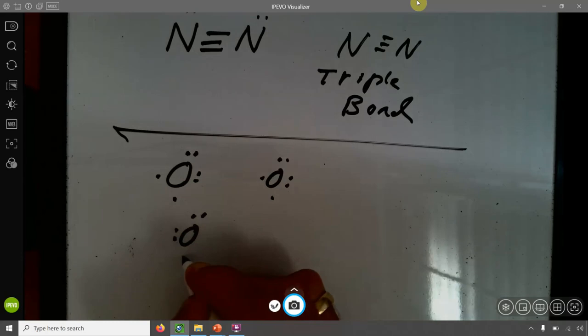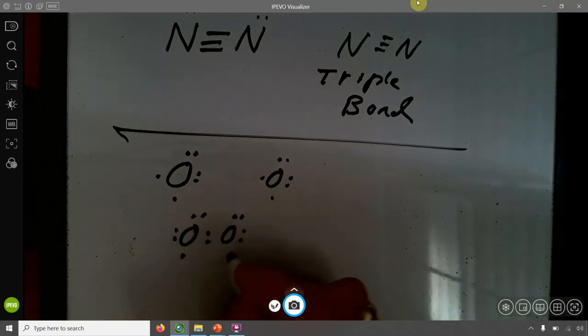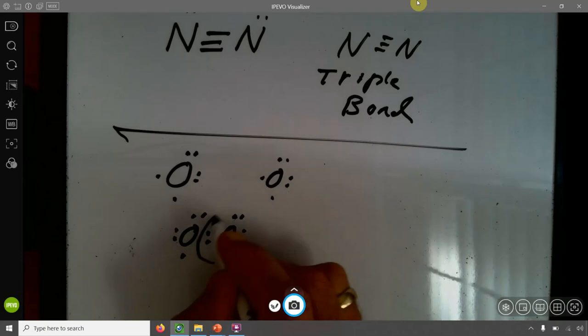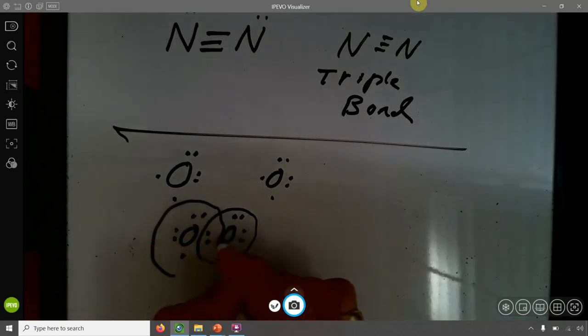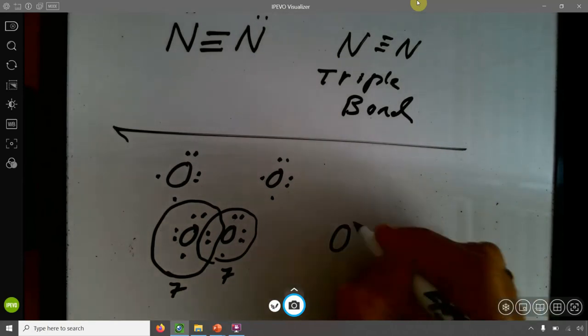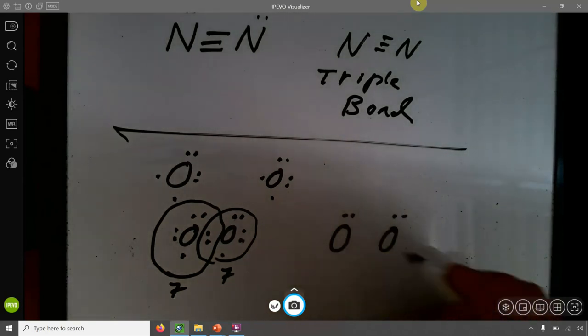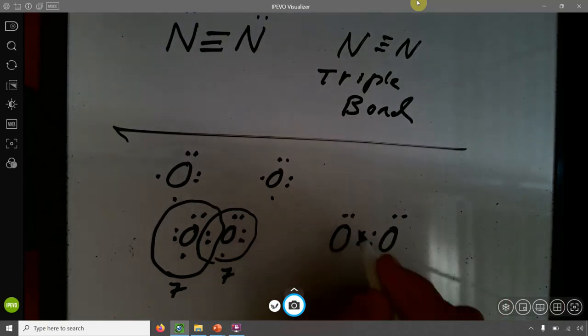1, 2, 3, 4, 5, 6, 1, like this. Okay, so if I look at this circle, I have 1, 2, 3, 4, 5, 6, 7, and this circle, I also have 7, not happy. So we'll try it again. And this time, I will share 2, like this.